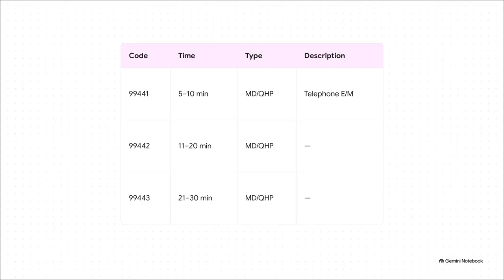All right, moving on to Section 2, Call Duration Coding Tiers. For these codes, your selection is driven 100% by cumulative medical discussion time. It's pretty straightforward. 5 to 10 minutes of actual medical discussion gets you a 99441. 11 to 20 minutes lands you a 99442, and 21 to 30 minutes hits the 99443. Notice anything missing? Yep, the clock for billing doesn't even start until you hit that crucial 5-minute mark.